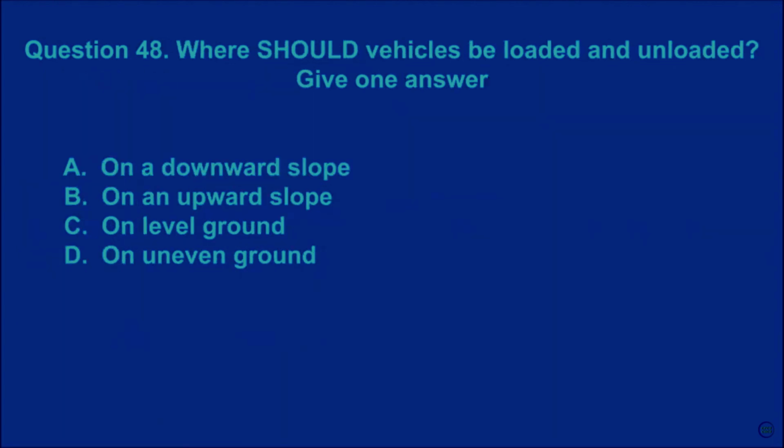Question 48. Where should vehicles be loaded and unloaded? Give one answer. A. On a downward slope. B. On an upward slope. C. On level ground. D. On uneven ground. The correct answer is C.